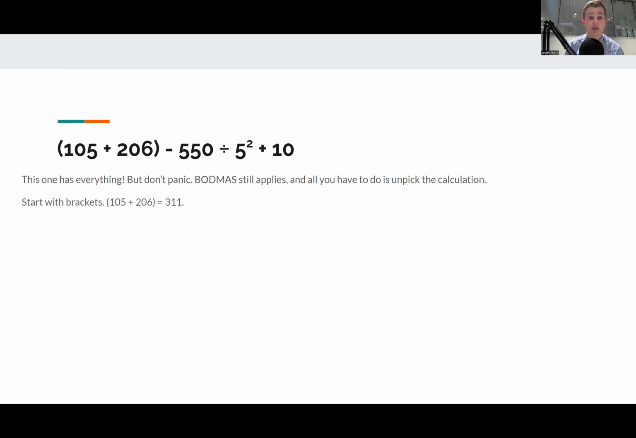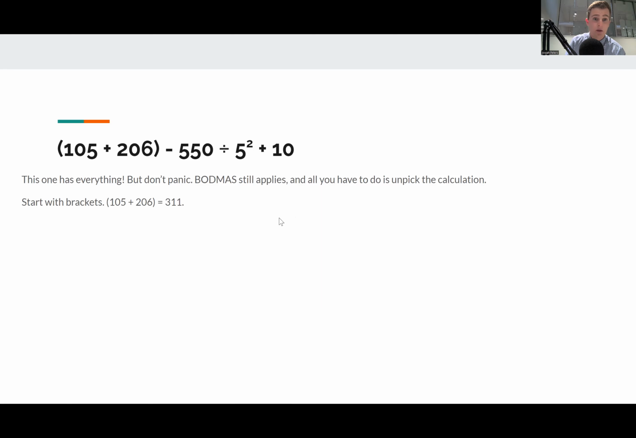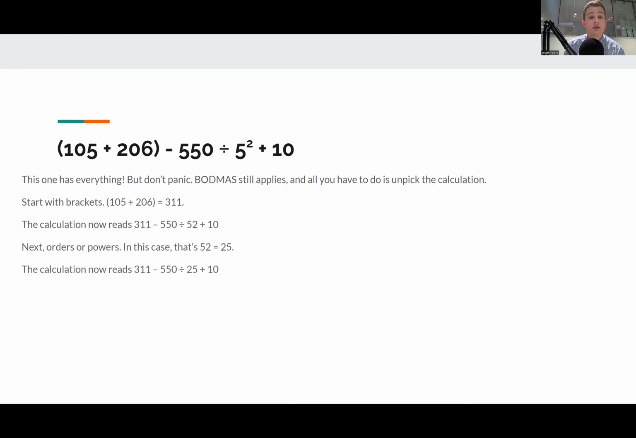105 plus 206 equals 311. So we're going to stop and write our formula out again. 311 minus 550 divided by, again, apologies for the typing error, 5 squared plus 10. So now we do orders or the powers. In this case, it's 5 squared, which is 25. So now the calculation reads 311 minus 550 divided by 25 plus 10.